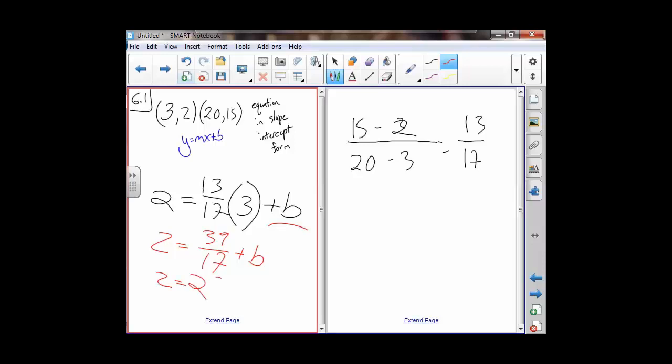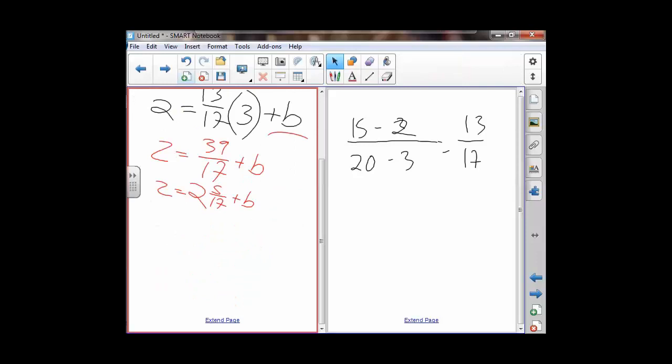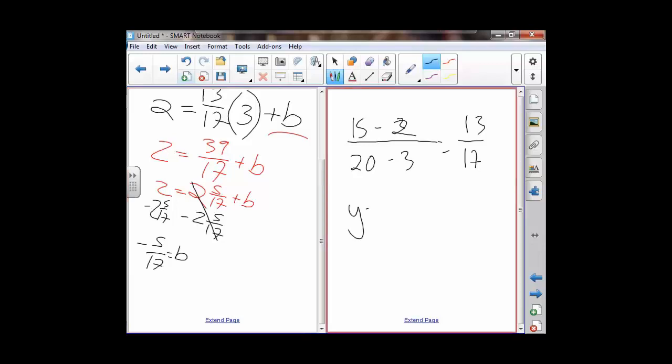All right. And then I just have to do what? How do I subtract 2 and 5/17, because I have to isolate b? Negative 5/17. And then 2 minus 2 cancels out, so I'm just left with negative 5/17 is equal to b. So my final equation: y is equal to 13/17 minus 5/17. Where's my error? X. I need an x.